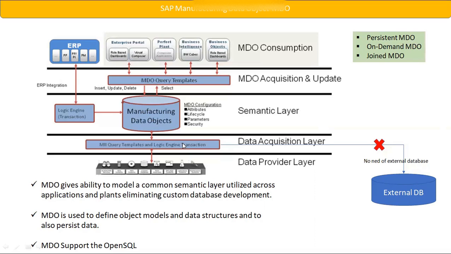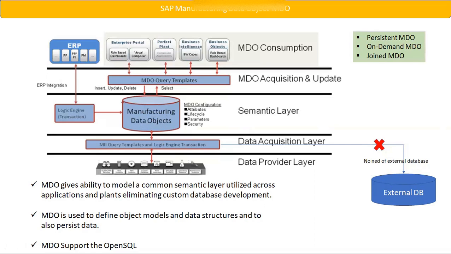So now from SAP MII version 12.2, SAP has introduced the manufacturing data object. So instead of creating a table to store your data in an external database, you can model your data structure in SAP MII itself by using MDO.